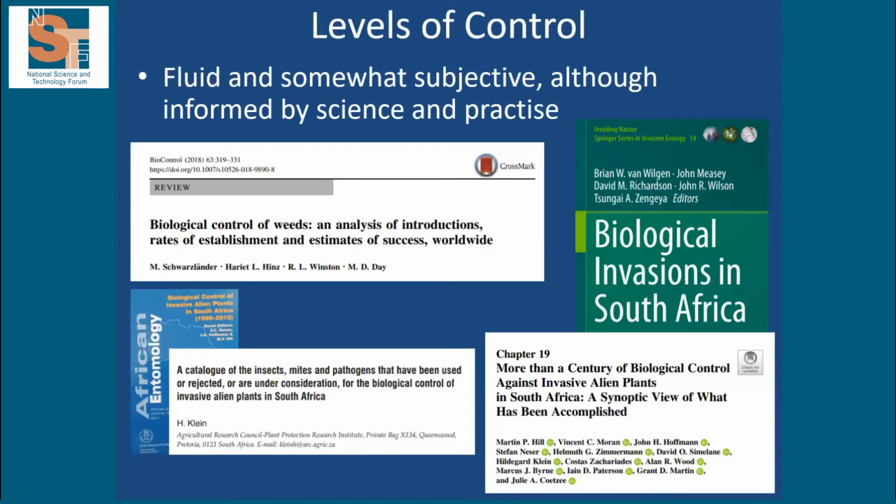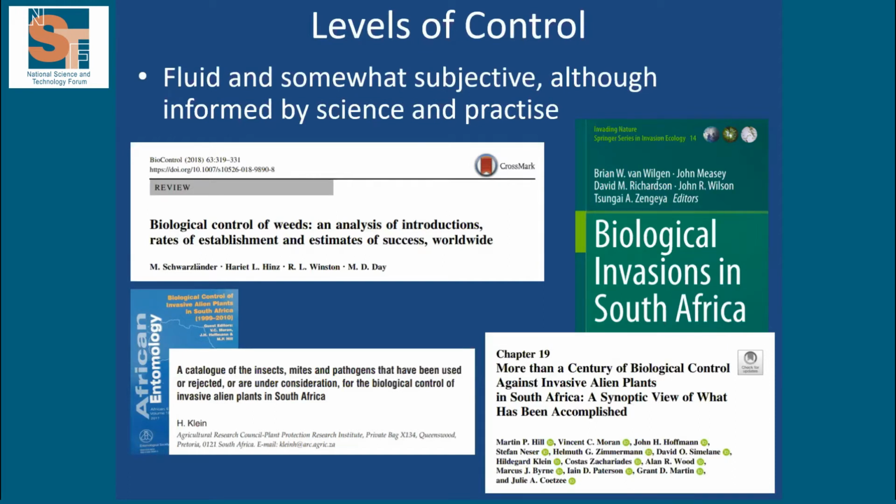All right, so in South Africa, there's a procedure which is utilized by a variety of different stakeholders, particularly researchers within the field of biological control, which assigns various levels of control to biological control programs. So this means that we assess whether or not a weed species, for example, would be considered under complete control, substantial control, or negligible control.